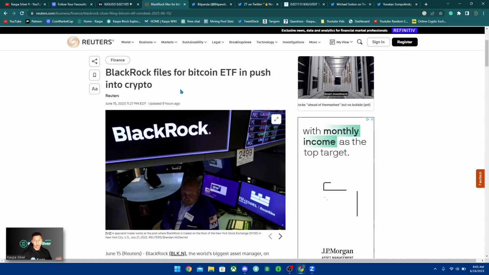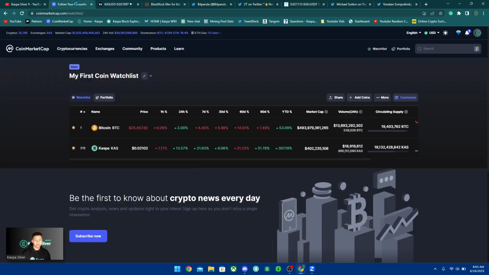So BlackRock filing for a Bitcoin ETF really did push the markets back up to the green side. Bitcoin is up 2% in the past 24 hours. But Kaspa, you could see here, in the past 24 hours is up 13%, past 7 days is up 31%, and in the past 30 days it's still in the positive. We're still pretty much down a lot from the all-time high, but honestly, as a long-term investment, I don't think it's really going to matter if we're looking at the bigger picture and Kaspa's getting that adoption.